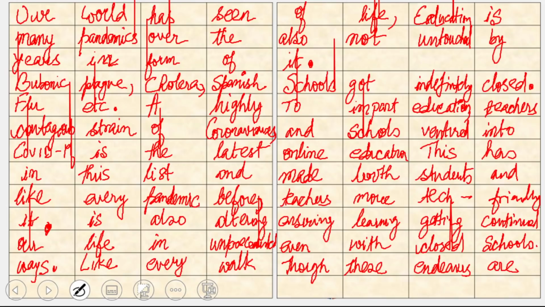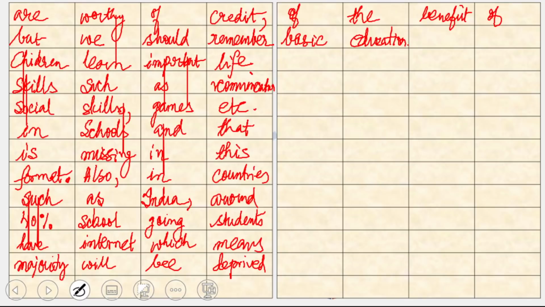Let's go back and see now the school part, the first part of the body. Schools got indefinitely closed. Then to impart education, teachers and schools ventured into online education, full stop. This has made both students and teachers more tech friendly, ensuring learning getting continued even with closed schools. Though these endeavors are worthy of credit, but we should remember children learn important life skills such as communication, social skills, games, etc. in schools, and that is missing in this format, full stop. Also, in countries such as India, around 40% school going students have internet, which means majority will be deprived of the benefit of basic education.